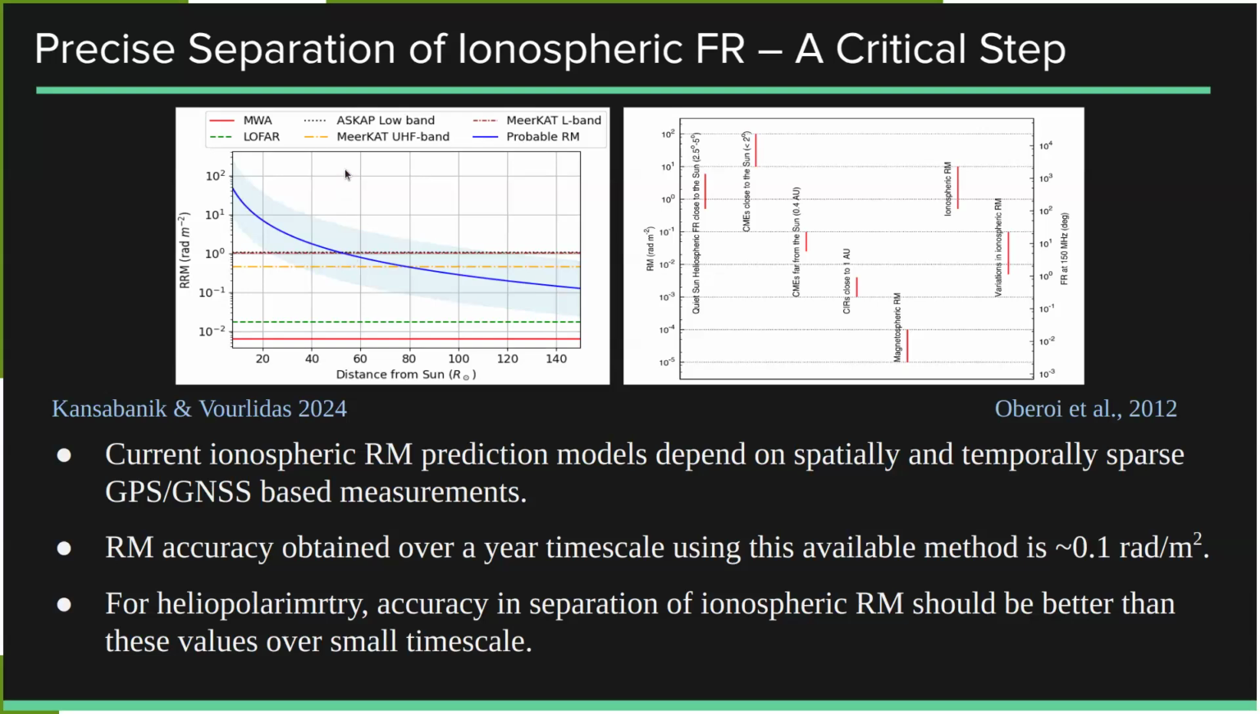And as you can see, there are some instruments which we can use. Those are mostly the high frequency instruments that we can use to measure the magnetic field below 50 solar radii. But there are other instruments, like MWA and LOFAR, which we can also use to measure this rotation measure up to about 100 solar radii and so on.